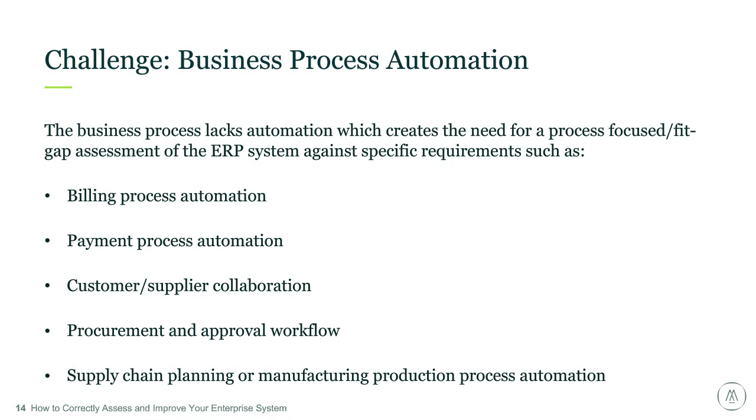And we've also seen a myriad of challenges with supply chain planning and manufacturing production processes, such as the need to automate inventory planning and forecasting to meet customer demands, or automated production scheduling. And those are just a few specific automation challenges we've seen.